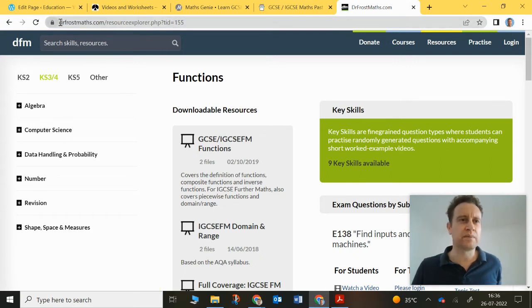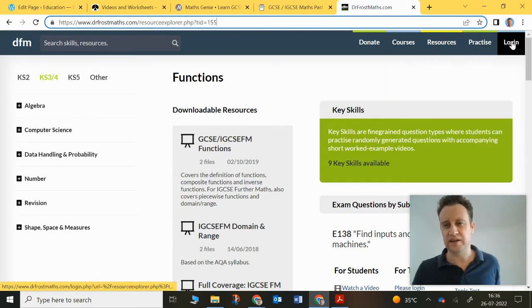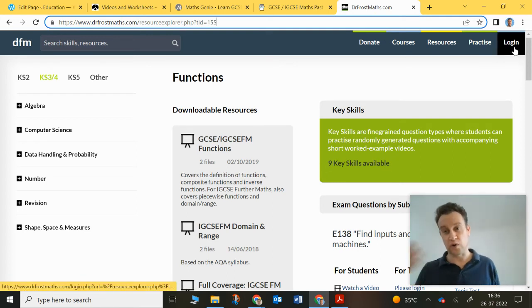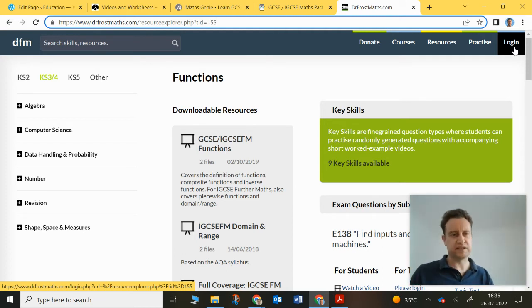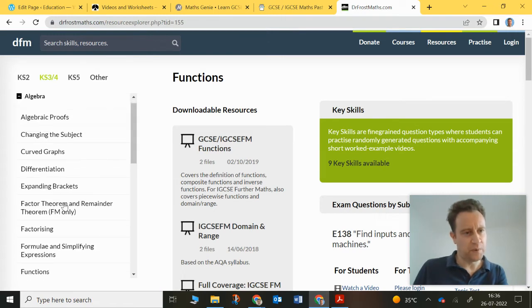So where I'm at the moment, I'm on Dr. Frost Mathematics, and I've just gone to Resource Explorer. You can make an account really simply here as a student. You go to login and log in with Google. Really simple. You can't get a teacher account unless you contact the administrator.